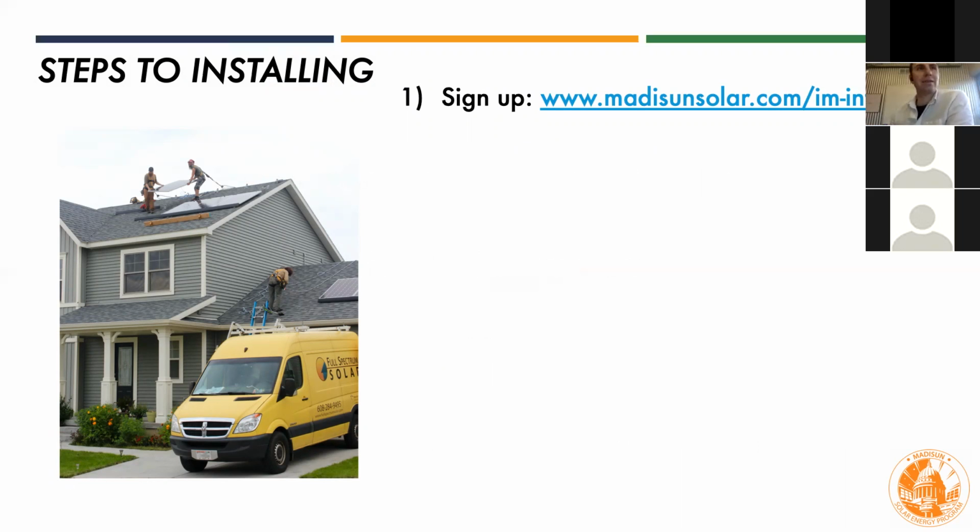So knowing all that, this is essentially what you have to do to get a solar array installed. If you haven't already, go to www.madisunsolar.com/I'm interested. If you just go to MadiSunSolar.com, there's a tab at the top right hand of the page you can click on. It takes you to a form. To sign up, we'll ask you for some questions and some information about your home and about your electric use. After that, we'll give you a phone call.